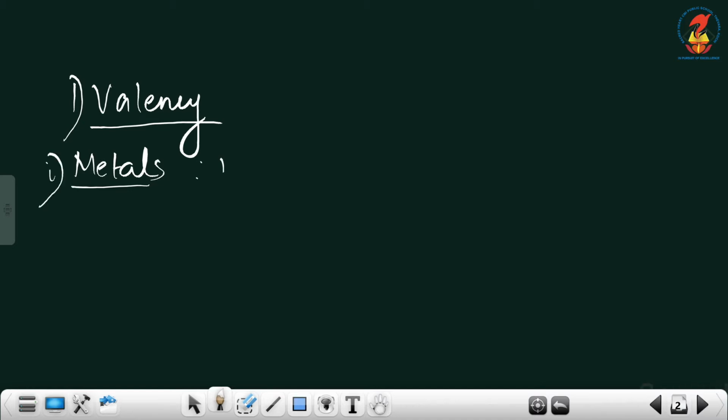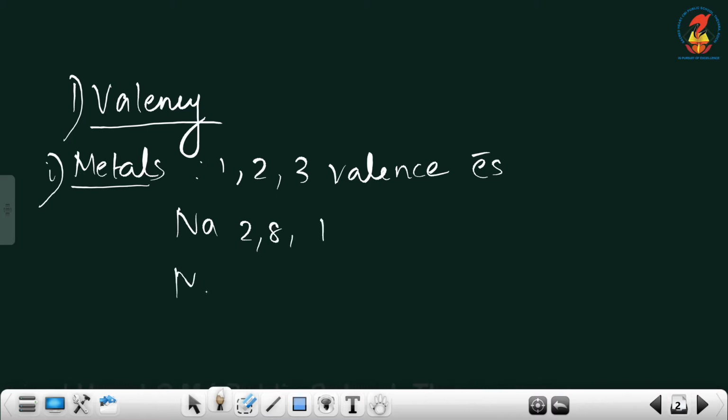Metals generally have 1, 2 or 3 valence electrons. So, what is their general tendency? For example, sodium configuration is 2, 8, 1, magnesium it is 2, 8, 2, aluminum we will write 2, 8, 3. All these are metals. So, metals generally have 1, 2 or 3 valence electrons.